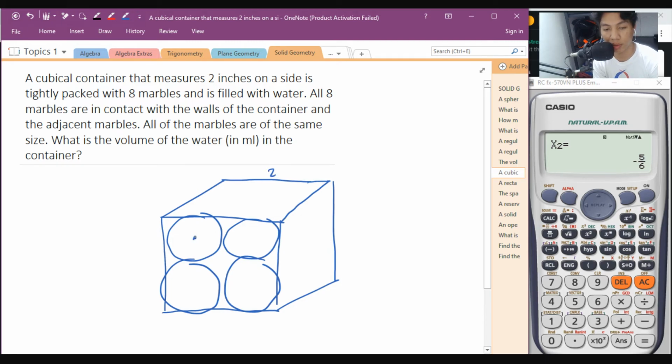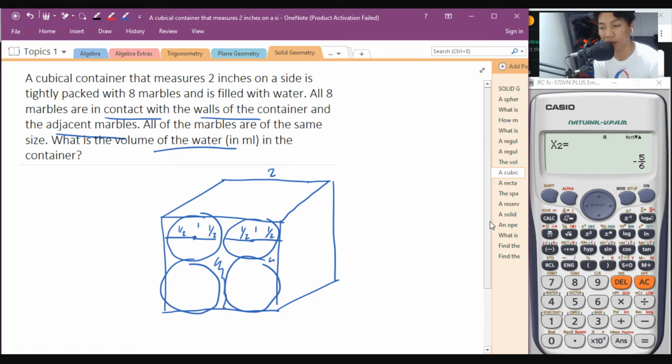I'm just projecting. This means that the diameter of each circle is equal to 1, and each radius is equal to 1 half. Now, what is your problem here? All 8 marbles are in contact with the walls of the container and adjacent to the marbles. All of the marbles are of the same size. They're equal. What is the volume of the water here in the middle?